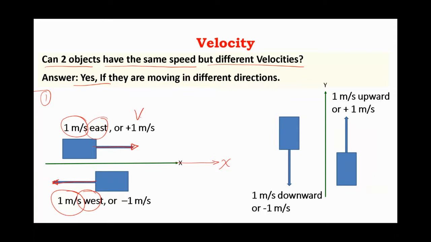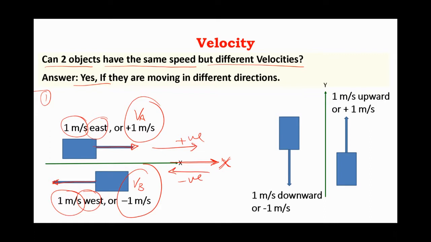The velocity of the first one, let's call it A, equals positive 1 meter per second, while the velocity of the second one equals negative 1 meter per second. So for objects moving horizontally, to the right is positive velocity, to the left is negative velocity.